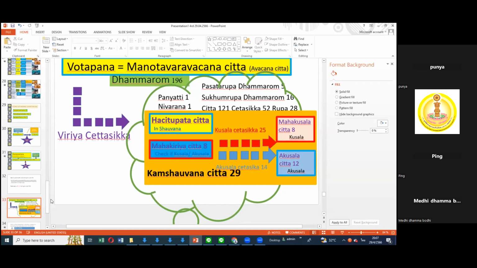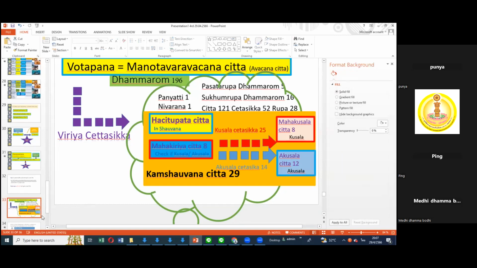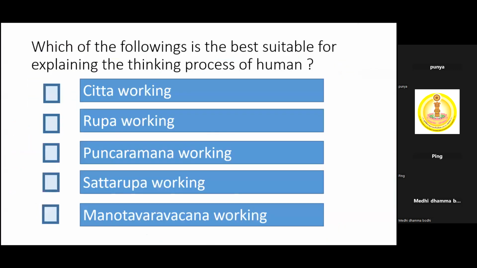So if you slept, don't worry about everything. Just wake up and remember this life, and then you can catch up with the main thing that I would like to talk about today. So these are just the two questions that I would like to ask, like an interactive session for us. The first question: which of the following is best suited to explain the thinking process of a human?